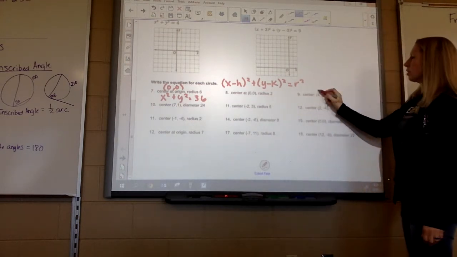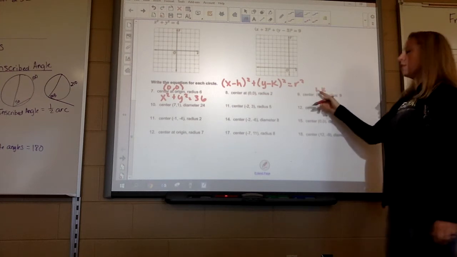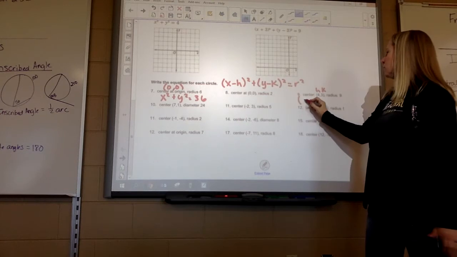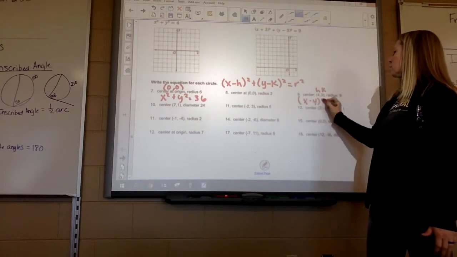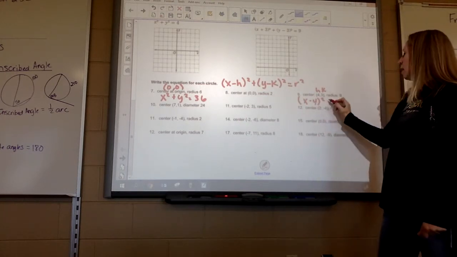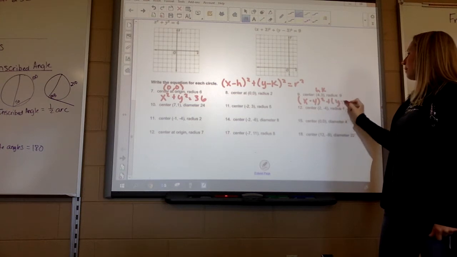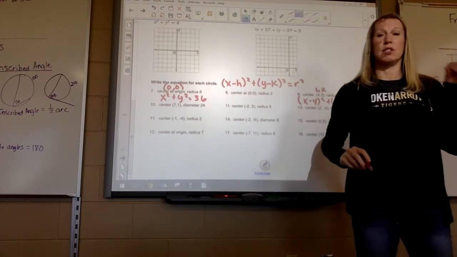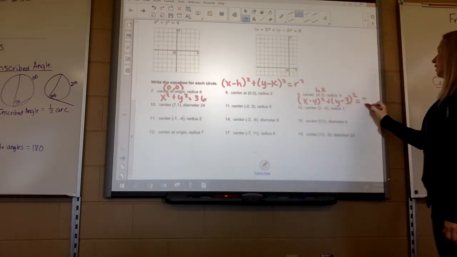This one, the center is 4 and 3, so that's your h and k. You just plug it in. So I would do (x − 4)² + (y − 3)² = 9², which is 81.